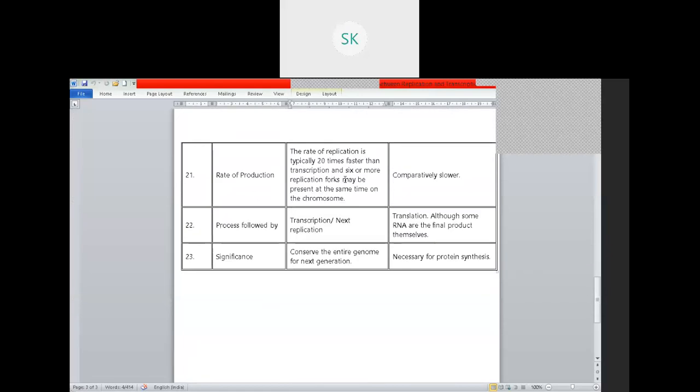Rate of production: the DNA replication process is very fast, about 20 times faster than the transcription process. Here it is forming 6 or more replication forks. We have already talked about replication forks. We get more than 6 replication forks in eukaryotes. What about normal cells? Here it forms only one replication fork. And what about the rate of production here? Transcription is slower compared with the DNA replication process.